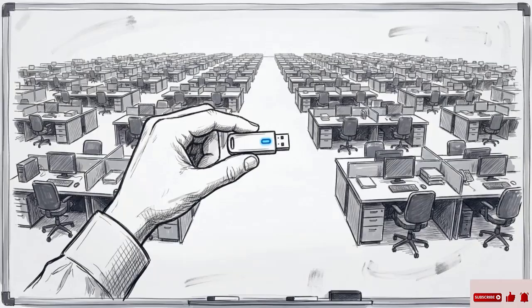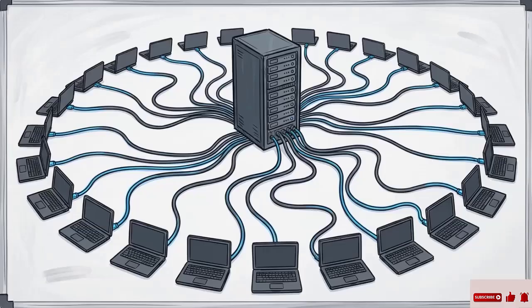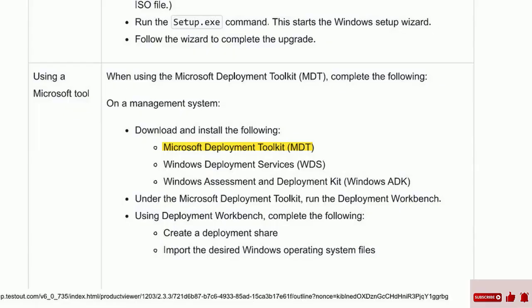When an organization needs to provision hundreds of devices simultaneously, manual installations using USB drives or individual setup executables scale poorly. To automate deployment across a local network, administrators use the Microsoft Deployment Toolkit, or MDT. MDT does not operate in isolation. As shown in the prerequisites, it requires the installation of Windows Deployment Services to handle network booting and the Windows Assessment and Deployment Kit to manage imaging and configuration.